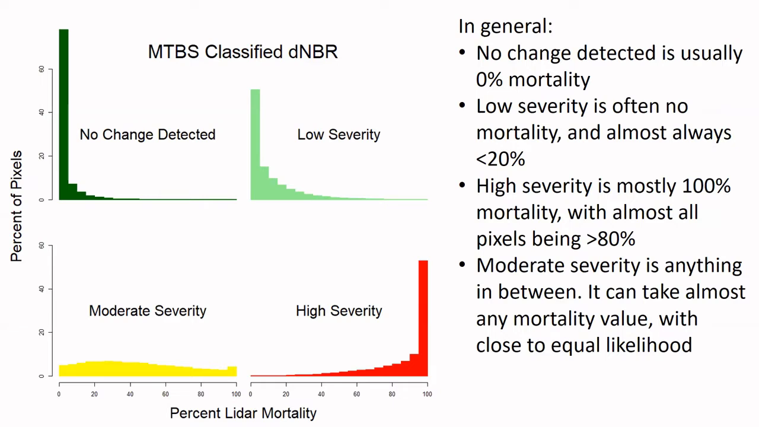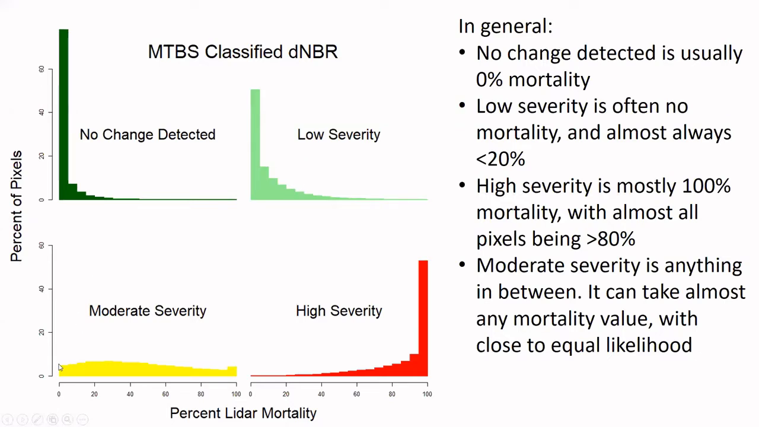And this is just a graph of, given that MTBS classified the severity in a given way, what's the amount of mortality that we're actually seeing? So we can see if MTBS says no change detected, that probably truly does mean around 0% mortality. If it says high severity, that probably does mean truly close to 100% mortality and definitely above 80%. Low severity is, there's a decent amount of things that were classified as low severity that seem to be 0% mortality, but even accounting for that, it never goes up much above 30%.